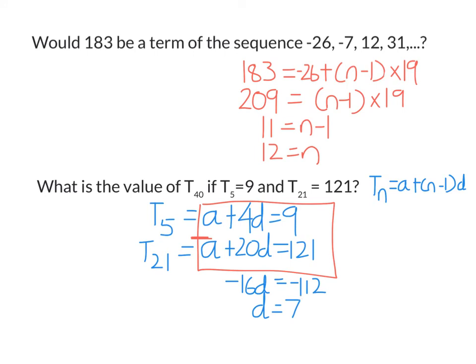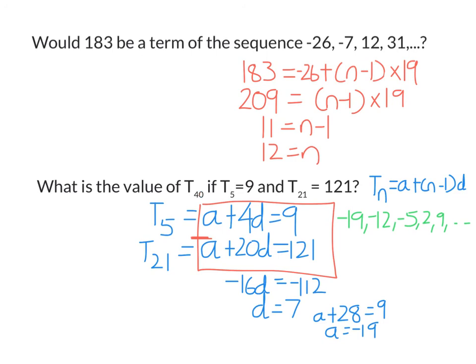Now, we need to know the first term as well in order to use this formula. So to find that, I'm going to substitute d equals 7 into this equation here. So I get a plus 4 times 7 equals 9. Subtract 28 from both sides. So a is minus 19. So this sequence has first term minus 19 and goes up by 7 each time. So it goes like this. And you can see here the 5th term is 9.